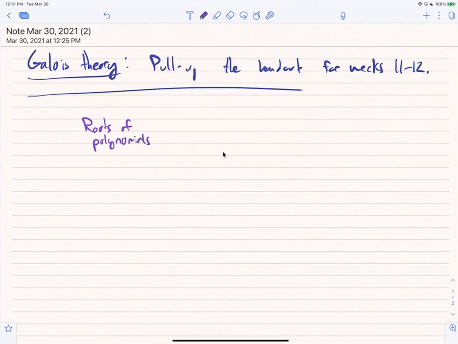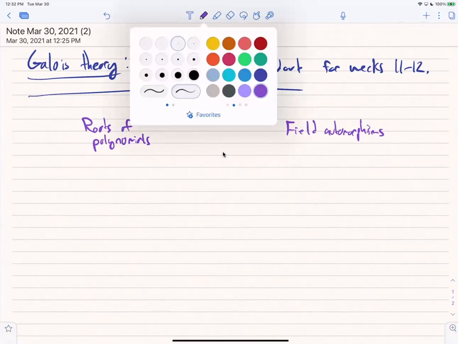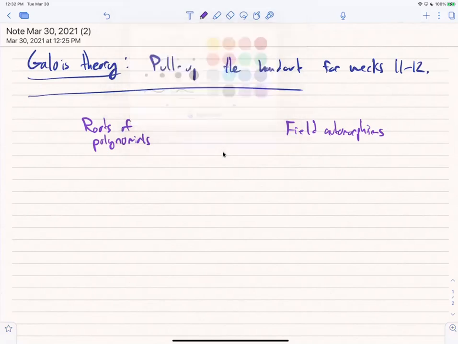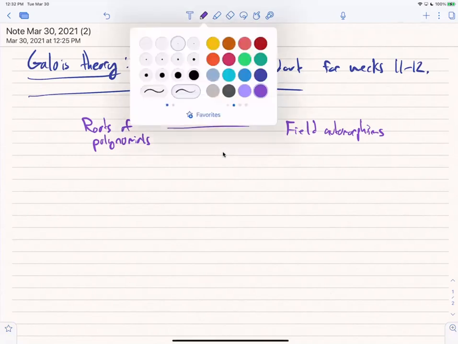So it connects the study of roots of polynomials to field automorphisms. And essentially, it organizes in a nice way some things we've already been seeing happening in field theory. So let me recall one fact that we already talked about.